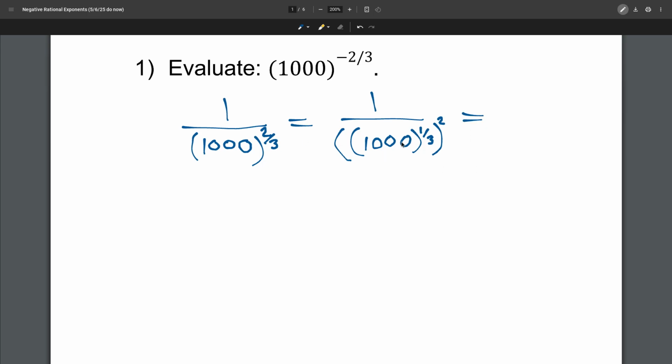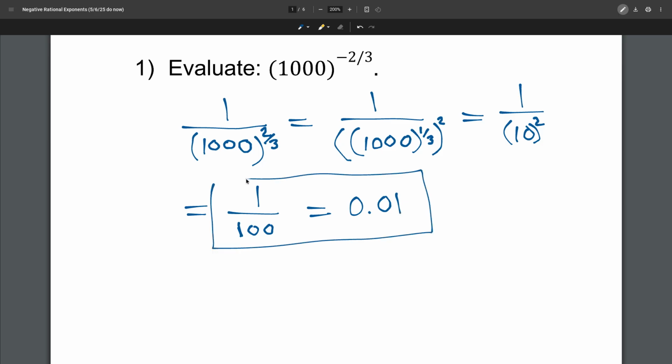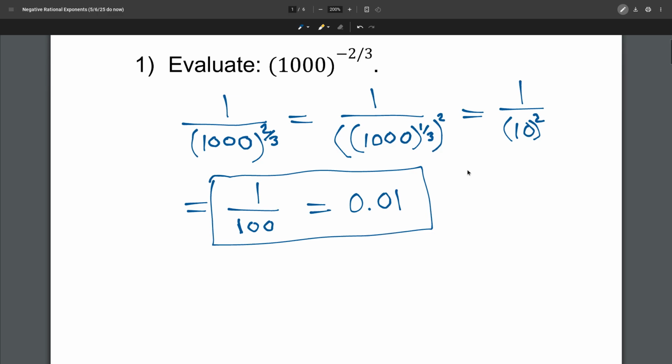So the cube root of 1,000 is 10. So this becomes 1 over 10 squared. All right, so that's going to equal 1 over 100, which you could also write as a decimal, 0.01. So either of these would be acceptable answers in this case. Let's keep going.